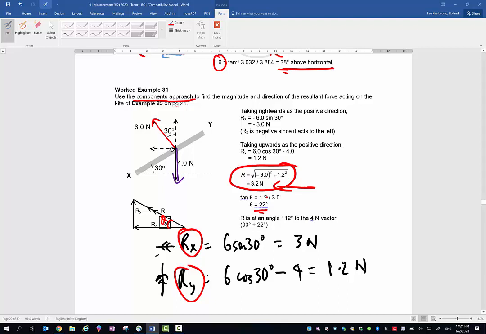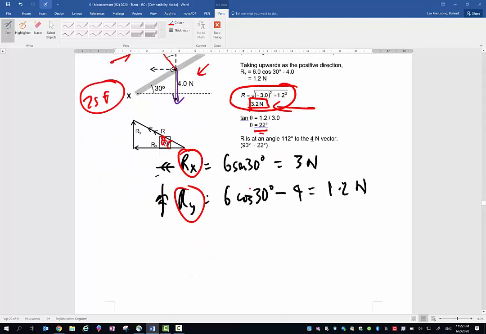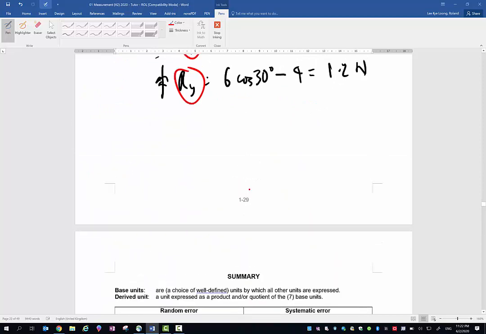Once again, let's look at the values that are given to you. 6.0 newtons and 4.0 newtons are both 2SF. So the least significant is 2SF. Your final answer must be how many SF? 2 or 3. The final answer here is given as 3.2 newtons, which is 2SF. That is fine.